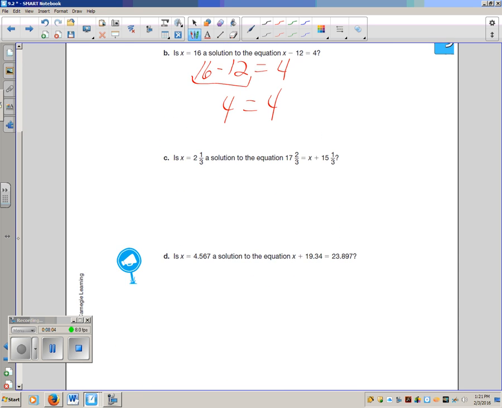Is 2 1/3 a solution to the equation? 17 2/3 equal to 2 1/3 plus 15 1/3. 15 plus 2 is 17. 1/3 plus 1/3 is 2/3. Yes, it is a solution.